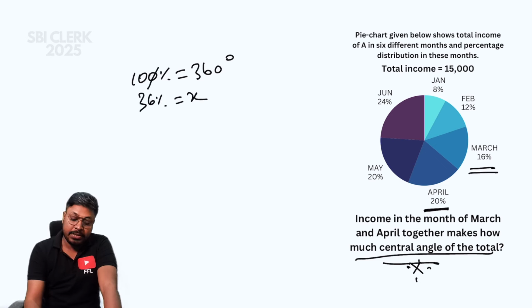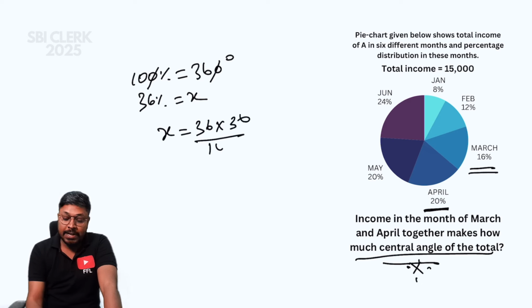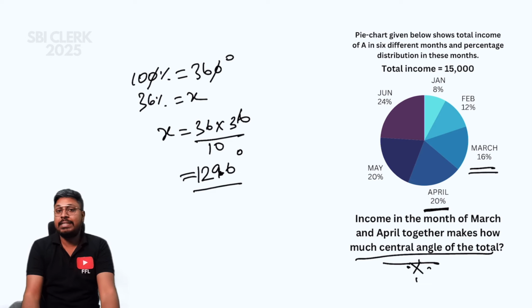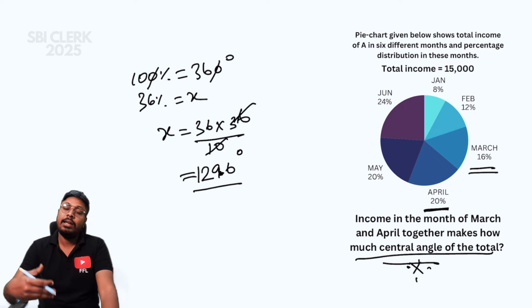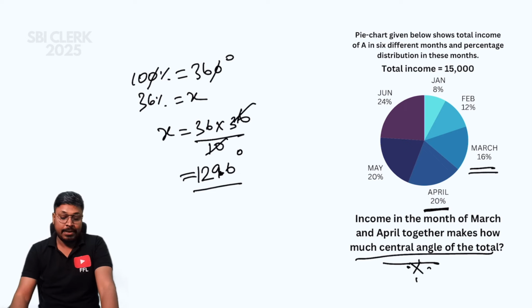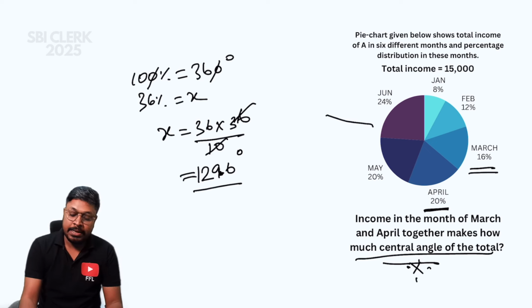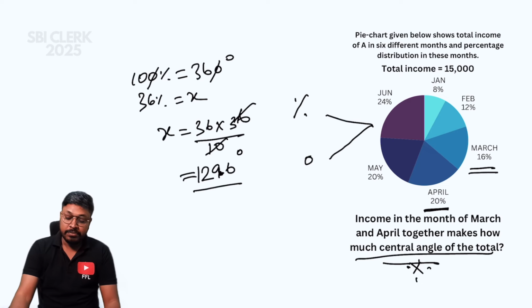We can cancel 0 0 here. So X is equal to 36 into 36 divided by 10. So 36 into 36 will be 1296. 1296 divided by 10 will be 129.6 degree. So 129.6 degree will be the answer for this question. Or else you can cancel this on two table. You can find out the answer, right? So always remember that if it is a pie chart question, there are two models. One is based on percentage and second based on degree, right?